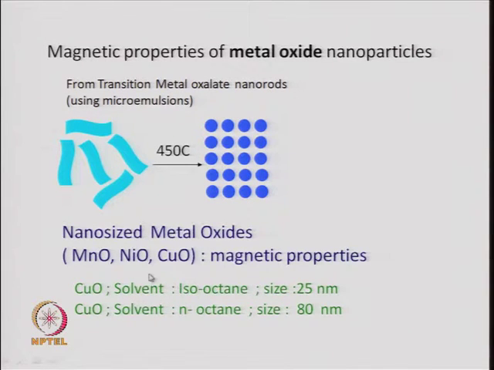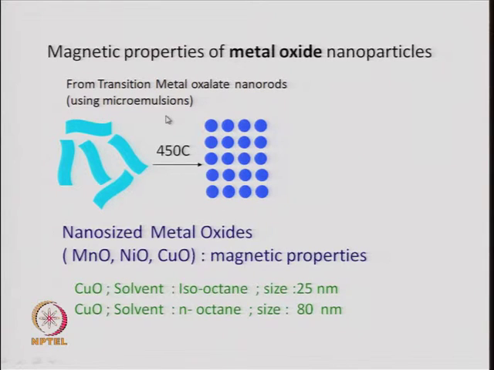For example, if you use a solvent like isooctane, when you synthesize this copper oxalate to get finally copper oxide, then you get particles of size 25 nanometers. However, if you make copper oxalate using normal octane instead of isooctane, they are two different isomers, then in that case the copper oxide which you get has particles with size of approximately 80 nanometers.